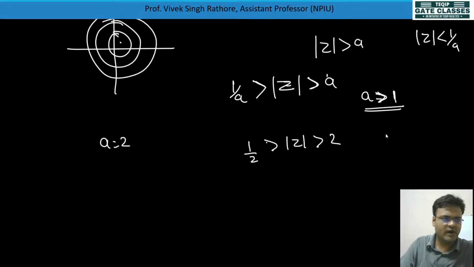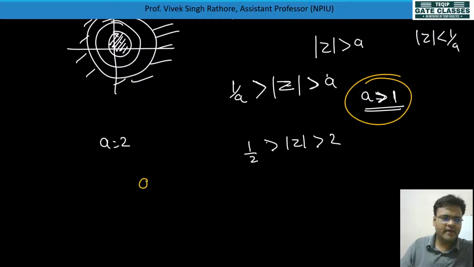Z is equal to half, so it will be here, and Z is equal to 2, so it will be there. Z is greater than 2. So there is no common ROC, so we will not use this value. If a is less than 1, let's suppose a is equal to half. So what will be there?